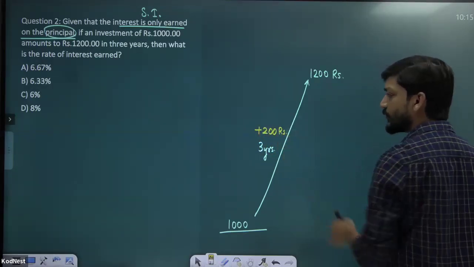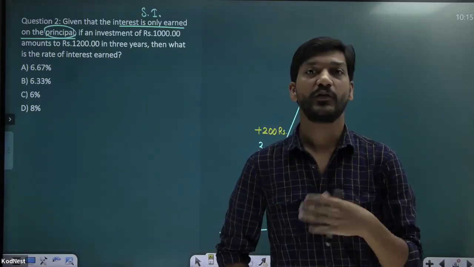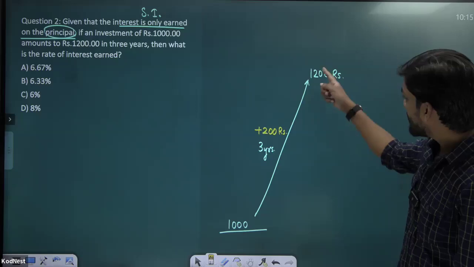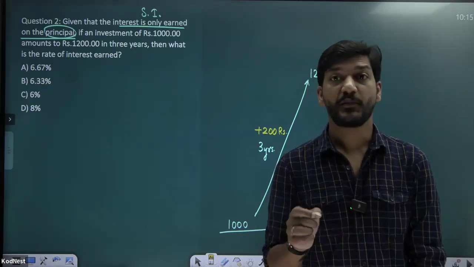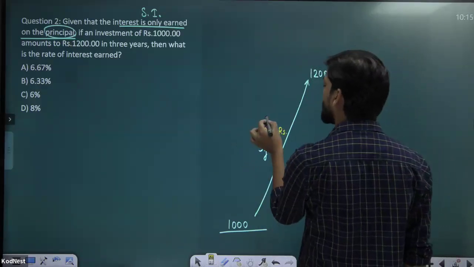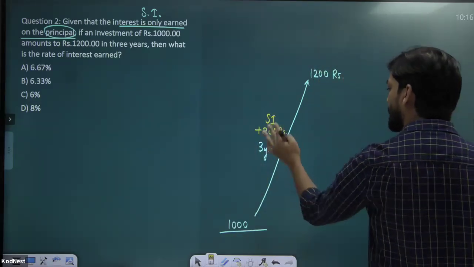Why did the balance change? You are not depositing anything, you are not withdrawing either. So why is the balance changing? Interest. Because of interest, it happens. So this is your interest of 3 years.